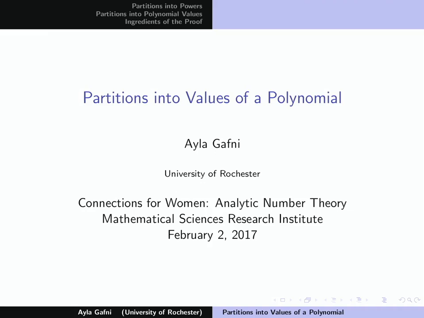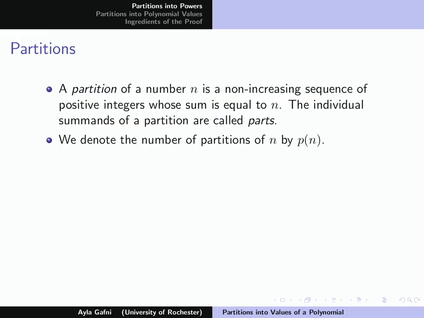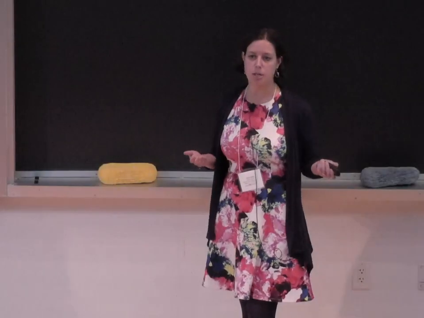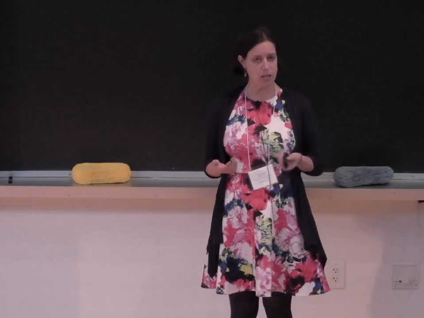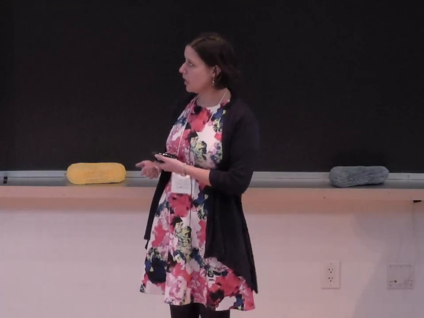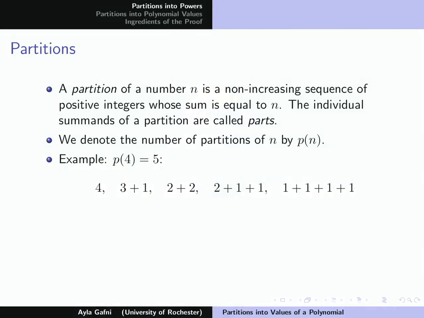Before I explain what I mean by partitions into values of a polynomial, let's start with the definition of partitions just to make sure that everyone is on the same page. So a partition is just a way of writing a number as a sum of other integers. And we call the summands parts, and we're interested in counting certain partitions, so we have a notation P of n for the number of partitions of n. So for example, there are 5 ways to write 4 as a sum of integers, as listed here.